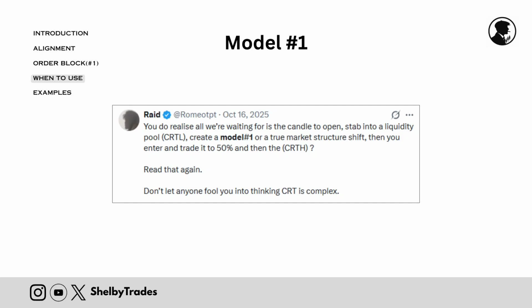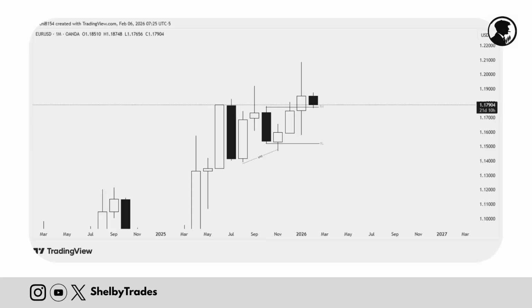So don't let anyone fool you into thinking CRT is complex. Make your model as simple as possible. The more you complicate it, the more you're going to lose in the market, right?